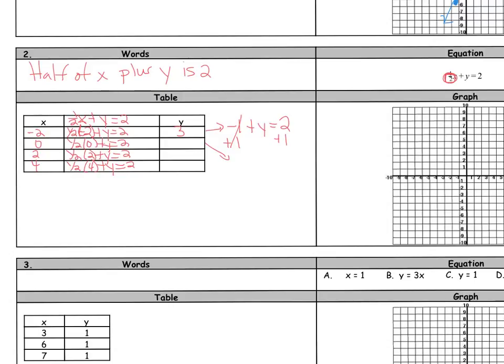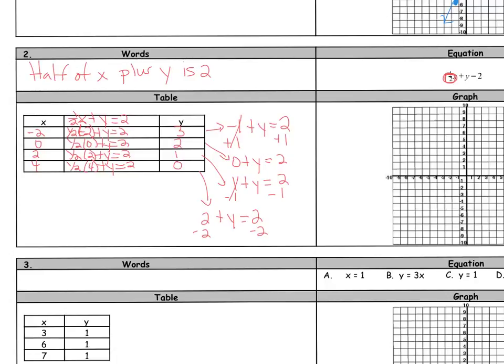For the next portion, I have 1/2 times 0, which is 0, plus y equals 2. Well, of course, y then has to be 2. For the third example, I've got 1/2 times 2 is 1, plus y is 2. Well, many of you already probably know that 1 plus 1 is 2, but you could have also solved and gotten 2 minus 1 is also 1. And then the last one here is 1/2 times 4 is 2. And you probably would recognize that 2 plus 0 is 2, but you could have also once again solved.